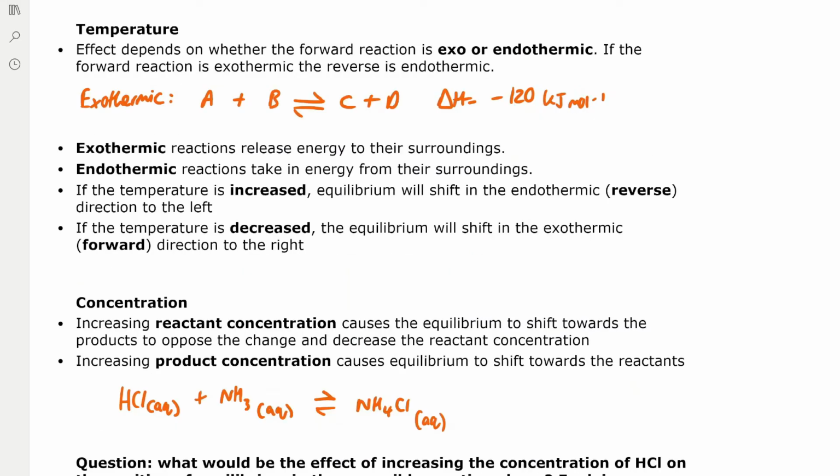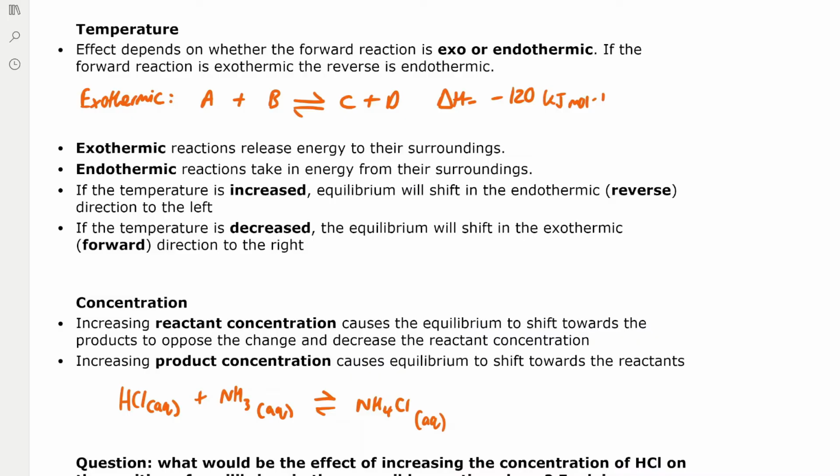The effect of a change in temperature depends on whether the forward reaction is exothermic or endothermic. We know that exothermic reactions release energy to their surroundings, and endothermic reactions take energy in from their surroundings. So exothermic reactions increase the temperature of their surroundings, and endothermic reactions decrease the temperature of their surroundings. If the forward reaction is exothermic, this means that the reverse reaction is endothermic.